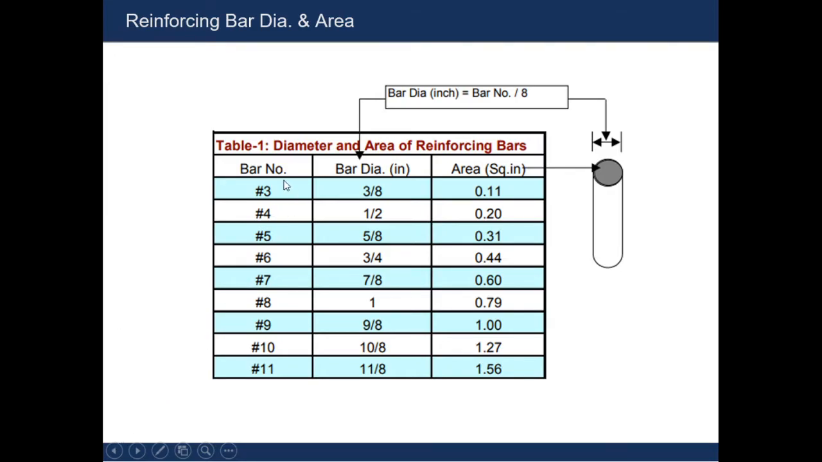So from our previous slides, we have already seen that for a column, the minimum longitudinal bar should be number 5. So we can use number 5 as longitudinal bar, and any other bar higher than that. And for stirrups or lateral reinforcement, we generally use number 3 bar, and sometimes number 4 bars also, but in most of the cases we'll be using number 3 bar as lateral reinforcement.